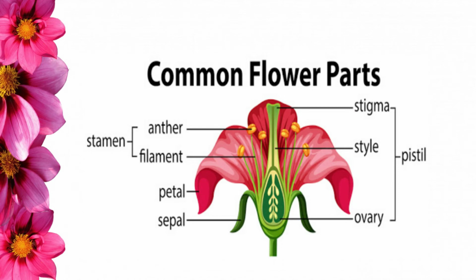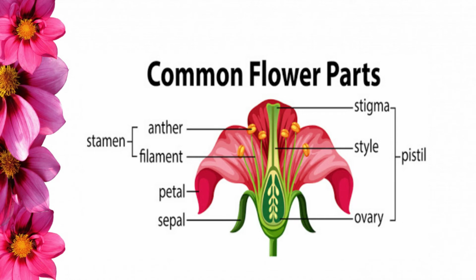Pedicel is, you can see in this picture, the green stem, the stalk of the flower, which we use to carry the flower. And at the uppermost part of the pedicel, there is a thick part that is known as thalamus. This thalamus holds the four main parts of the flower: sepal, petal, stamen and pistil.